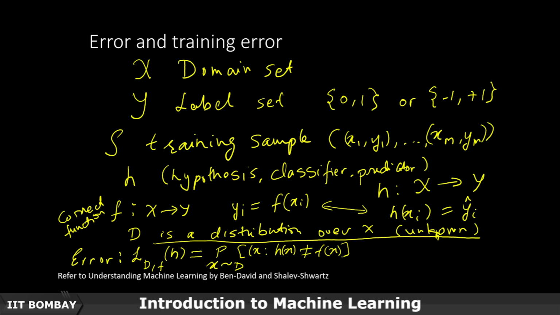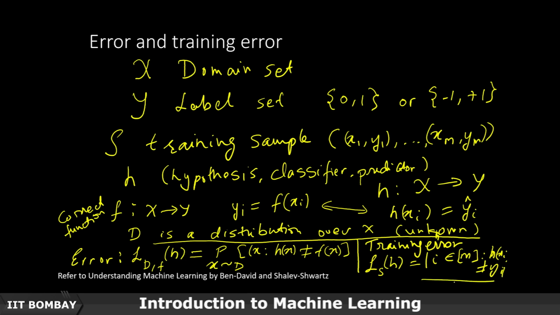Okay, so this is the error that we are trying to minimize. But the only thing that we can do is minimize the training error, because we don't know this distribution. So the training error is going to be this L over the training set S for that particular hypothesis. Here we take i belonging to all the training samples from 1 to m, such that h(x_i) is not equal to y_i. So if we count all of those and divide it by m, basically it is our misclassification rate. So that is the training error.